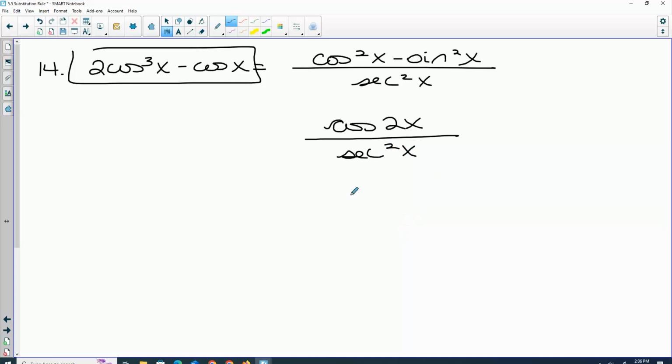Think about our goal. We only want cosines. When you look at your double angles, there are 3 identities for cosine 2x. What's the one that only has cosines?